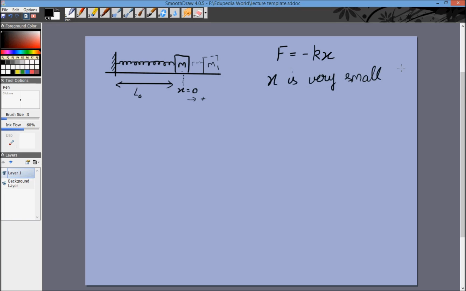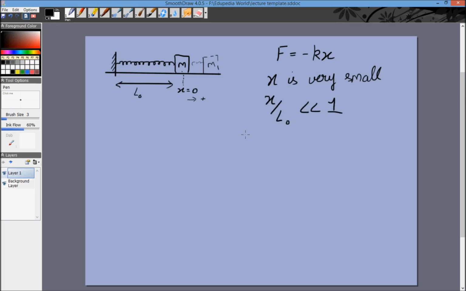If you are extending a spring such that the new length becomes twice the original length, then Hooke's law will not be valid. Only if the extension is very small compared to the natural length, in that case Hooke's law will be valid. Another way of saying this, a more accurate way, would be x by L0 should be much less than 1. And in this chapter we'll assume that that is true.